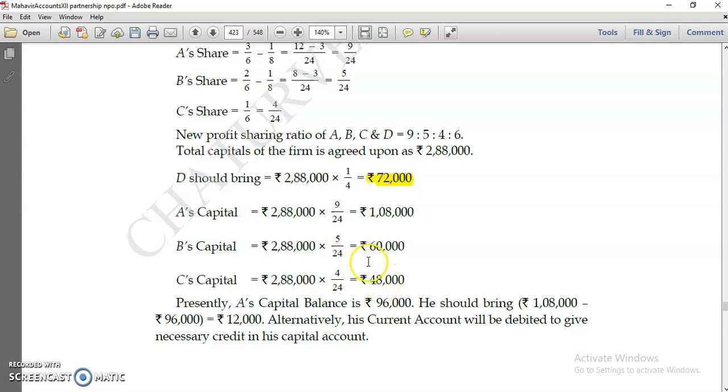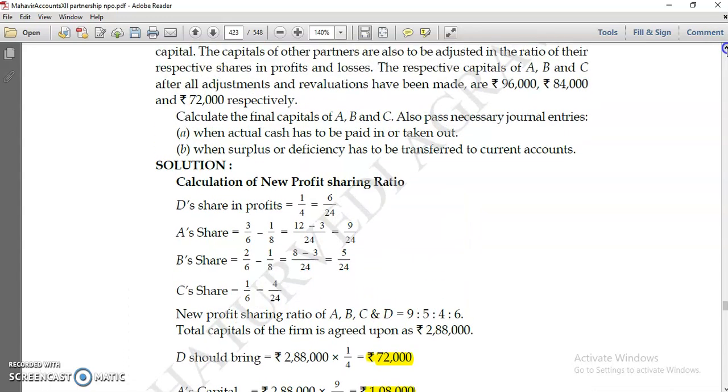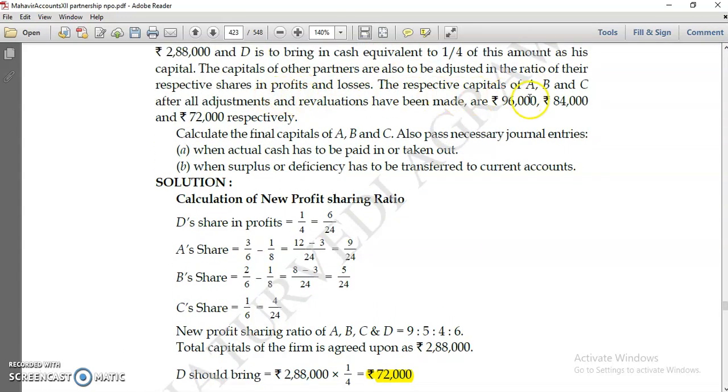So now this becomes the closing capital of all the partners. What do you have to do? You have to compare this capital with the adjusted capital. If this closing capital is higher and your adjusted capital is lower, it means that partners bring more cash to make it equal to that amount. Now, after all adjustments, the adjusted capital is given as 96,000 of A, 84,000 of B and 72,000 of C. Okay, let's compare with that.